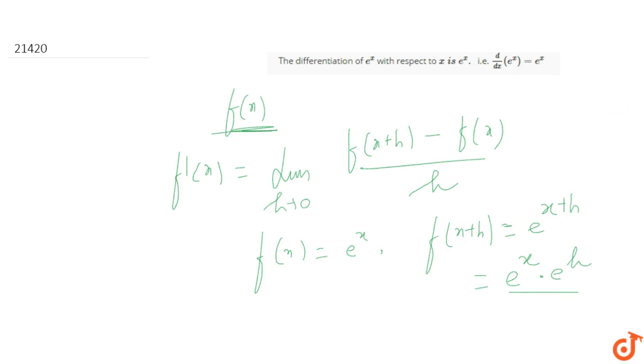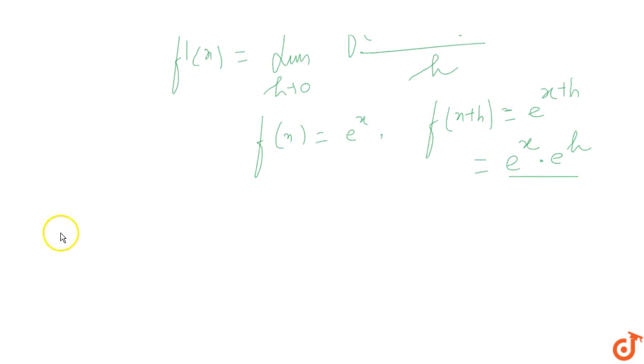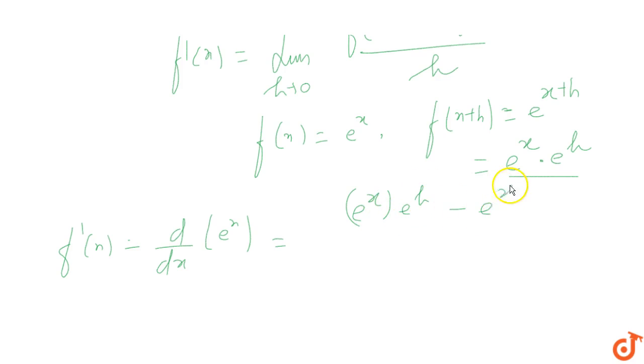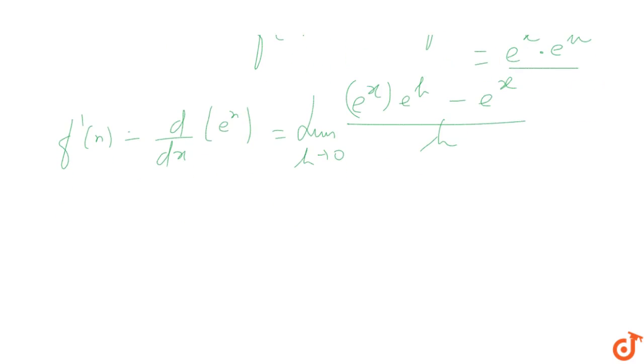Okay, now we will try to find out the f dash x. F dash x, that is d of dx e raised to power x, that is f of x plus h, that is e raised to power x into e raised to power h minus e raised to power x, upon h, limit of h tends to 0. Now if we take e raised to power x common, it would be limit h tends to 0 e raised to power x into e raised to power h minus 1 upon h.